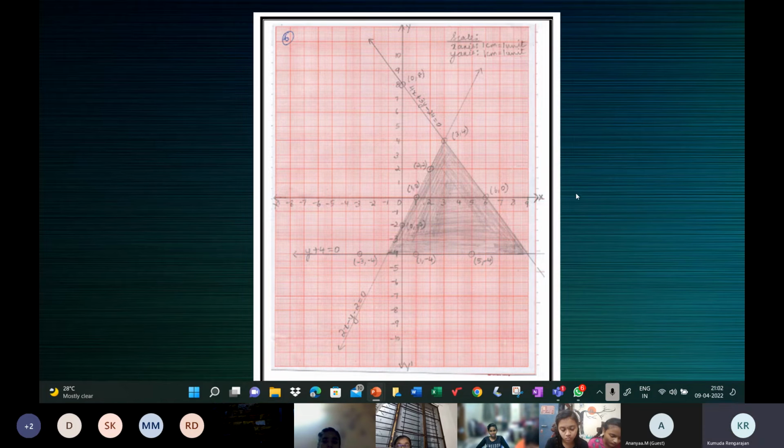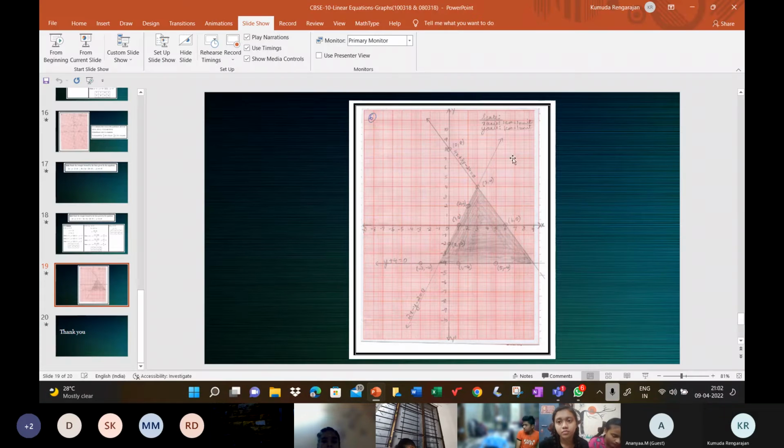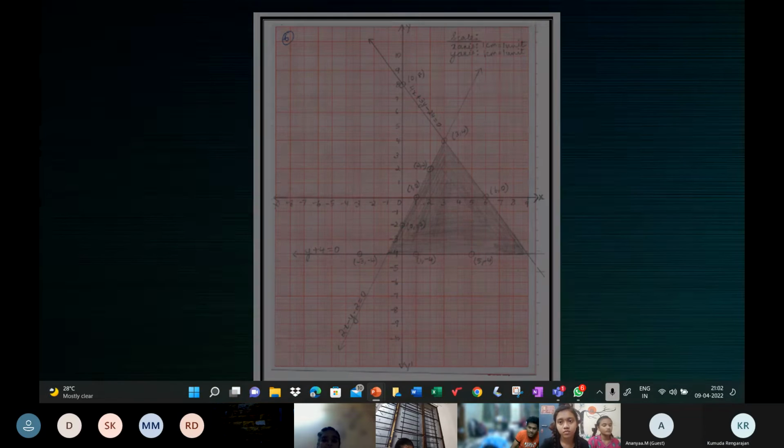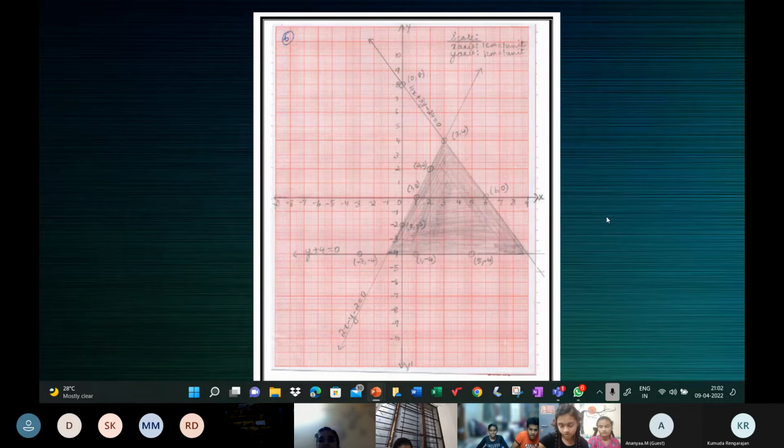Anything else you want to ask, children? Ma'am, I have a doubt in this one, ma'am. My graph is wrong, ma'am. But I have intersected, ma'am, 3, 4 is there, ma'am. -1, -4 is there, ma'am. But 9, -4 I didn't get. -4 you have not plotted, but the lines need there.